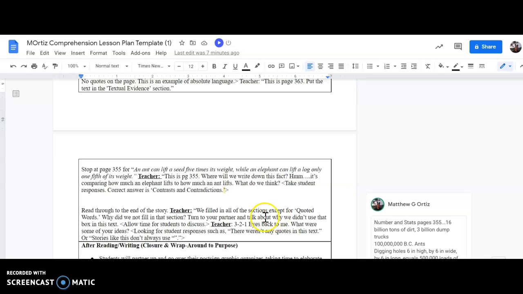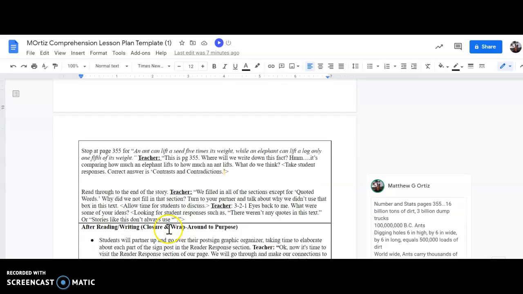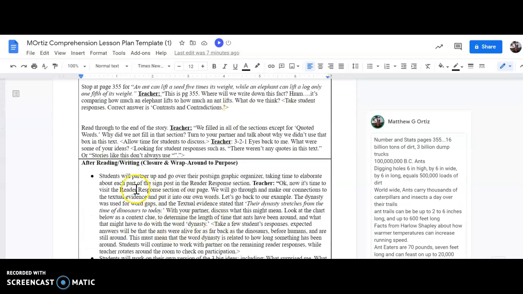All right, reading to the end of the story, filled in the sections, okay? All right, so we realized that we didn't use the quotes. We're going to talk about that for a second. All right, then after the reading, students will partner up and go over the signpost graphic organizer, taking time to elaborate about each part of the signpost in the reader response section. All right, so this is the time to make those breakdowns, okay?